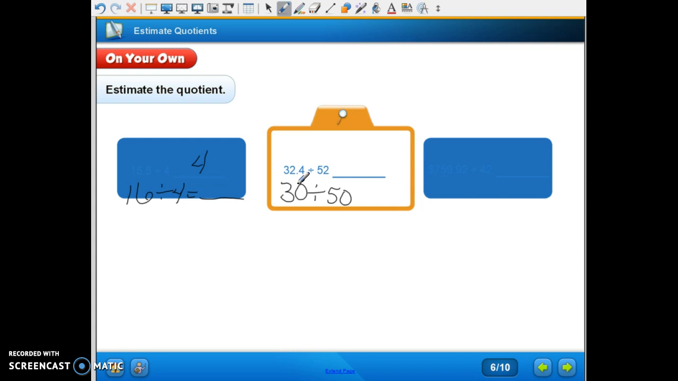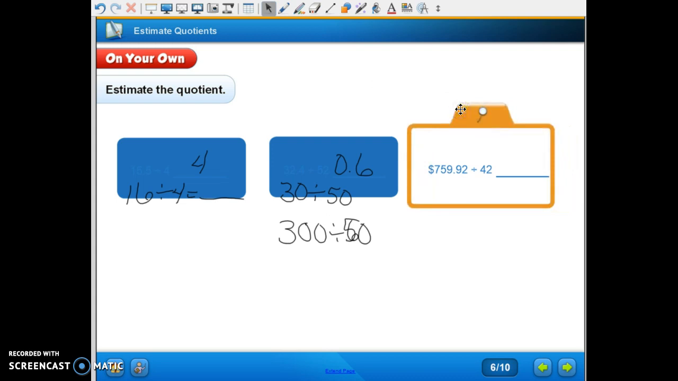Now, 30 divided by 50. Can 50 even go into 30? No. So we're not going to have any whole numbers, are we? Now, we could add another 0 to our 30, and then what would we be at? 300. So how many 50s in 300? 6. Or we could have made 32 and 4/10 into 324 tenths or 300 tenths, and divided that by 50. And then it would have gone in 6 times. So we have to have that decimal place for our tenths.